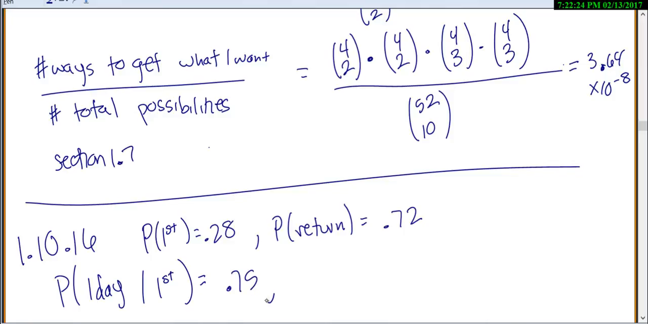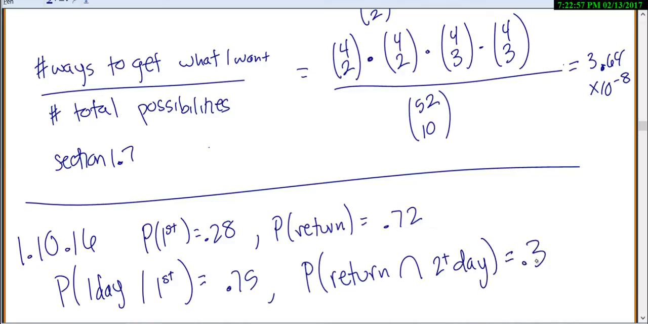And overall, 30% of the company's orders are from repeat customers whose orders are not dispatched within 1 day. The wording might seem slightly different, but overall 30% are from repeat customers and not dispatched within 1 day. So the probability of the return and not 1 day, so let's say 2+ days, equals 0.3. Okay, so this is everything that they give you.